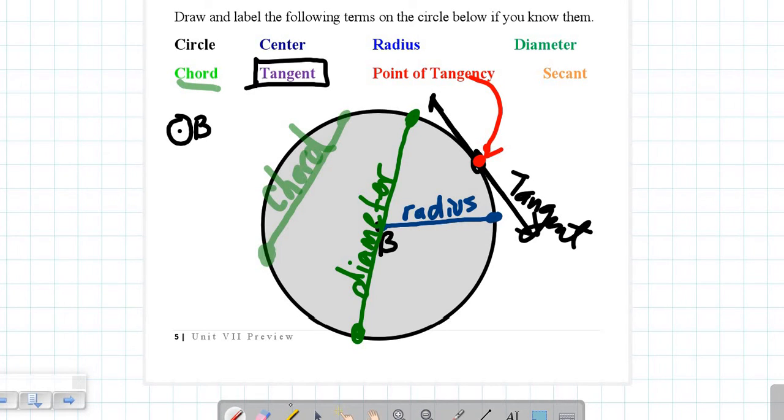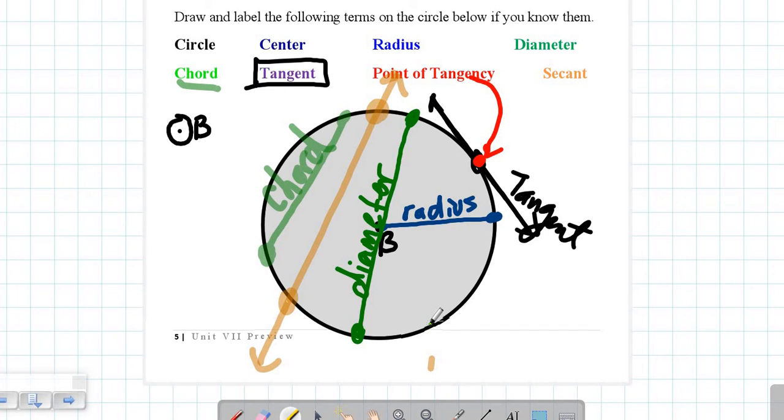A secant is going to come from the outside and go through the circle all the way, and it intersects at 2 points. So a line that goes through the circle and intersects at 2 points, that's a secant. Or it could go through the circle and end.